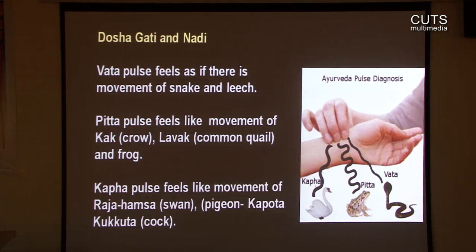Now I talk to you what examples in the past, in the ancient era, also in the medieval era, were given by the Vedas to explain the types of pulses. So what pulse feels like a snake or movement of a snake or leech? The image is also of the snake. The Pitta pulse feels like the movement of a crow or a frog, cock or frog, crow or frog. Kapha pulse feels like a movement of Hans or kapot. So you have seen Hans in water, very slowly moving.